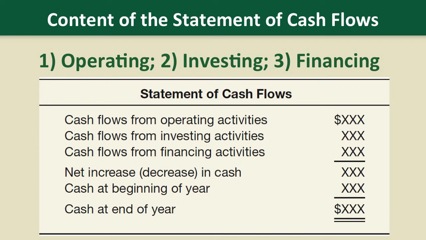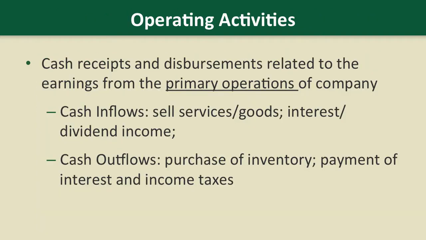And then we're going to calculate the total net change, either increase or decrease in cash from these three sections. And these changes will equal the difference between the cash balance of last year and the cash balance of this year. First, let's talk about the operating section.